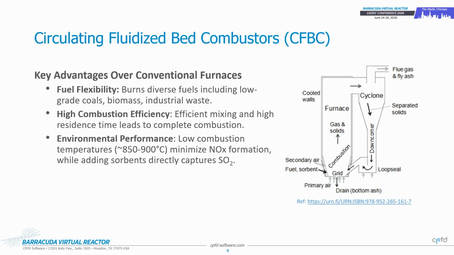We also see that with CFBCs, these operate on average at a much lower temperature than traditional pulverized coal combustion. These operate around 850 to 900 C, compared to pulverized coal, which is around 1300 Celsius. And that really helps with our emissions problem. We can minimize the formation of these NOx species, and the usage of these sorbent materials, which is limestone in this case, can be used to capture undesired SO2 emissions.